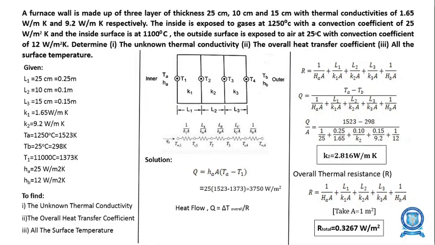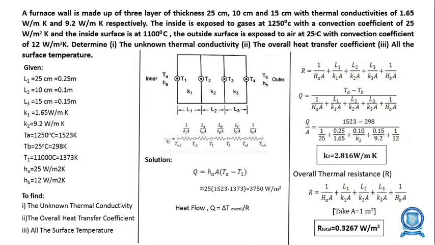Here it is wrongly mentioned. There is a K3. K3 is equal to 9.2. Then plus L3 by K3A. L3 value 0.15 meter divided by K3, which is 9.2 watts per meter Kelvin. From this, Q value we have found in the previous step, that is Q by A. Therefore, unknown value is only K, the K2. By solving all those things in this equation, we will get K2 is equal to 2.816 watts per meter Kelvin.